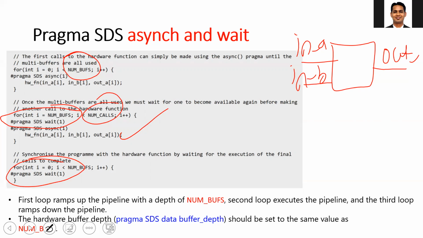Okay, so make sure that when you use the async and wait pragmas, and when you are expecting that your IP should have sufficient number of buffers, you need to add the pragmas to tell the SDSoC tool that please include this much amount of buffer in your hardware IP. If you don't include this, then you will not get the improvement in your performance, because your IP will be created using only one buffer.